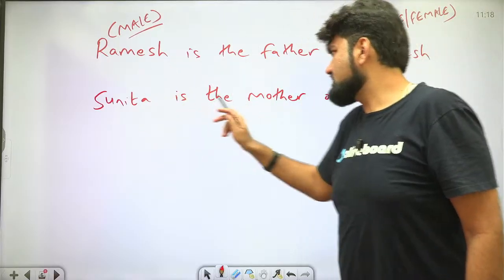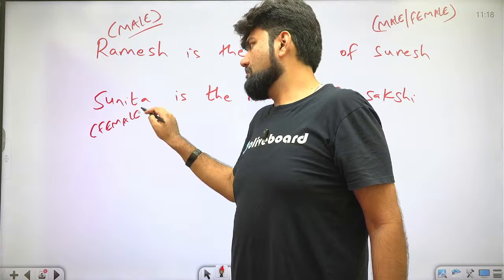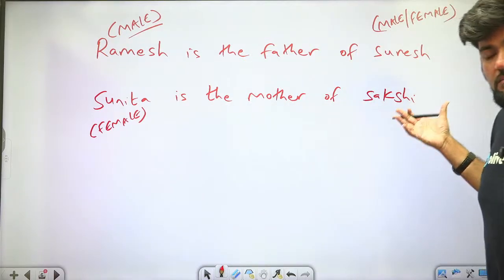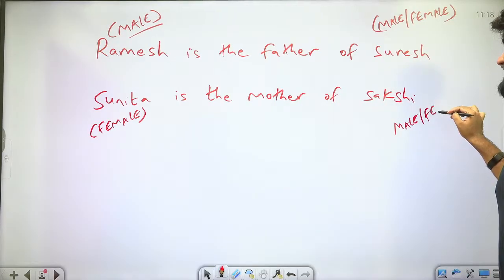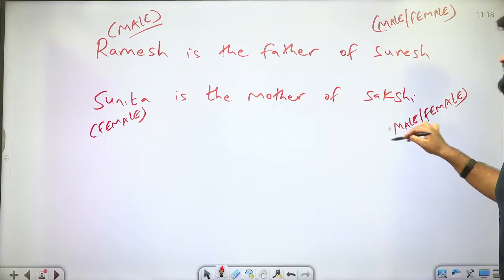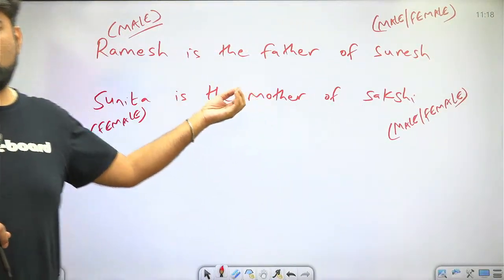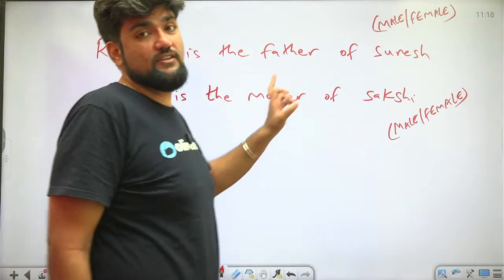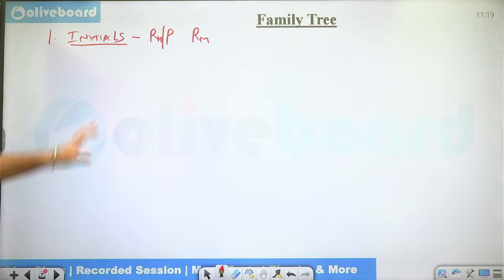Similarly, Sunita is the mother. So Sunita is a female for sure. But what about Sakshi? Technically, it's a name of a girl, but I am not going to assume it unless the question specifies. Do you understand? This is what you need to clearly know. So you will never assume the genders based on the names. Coming back to the family tree. So we will always use the initials.